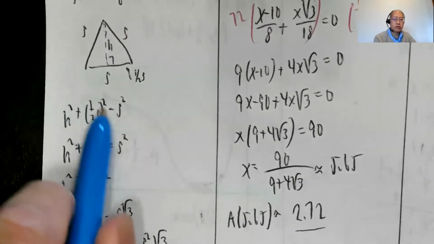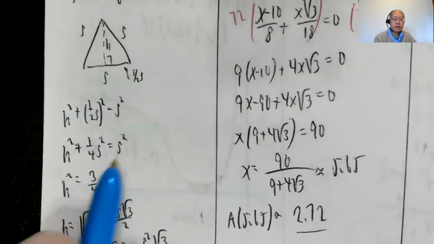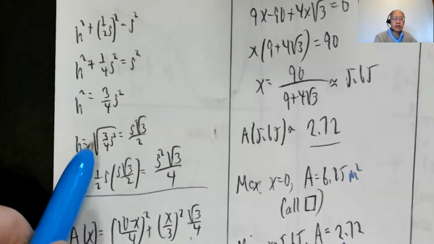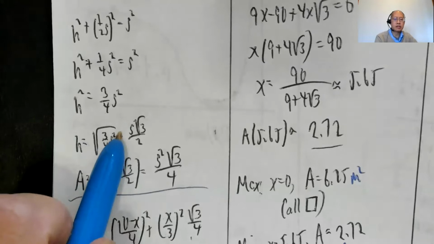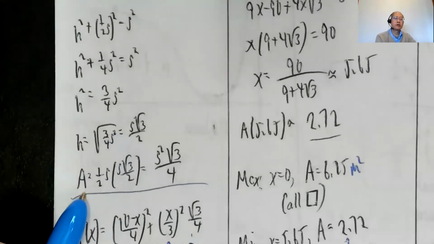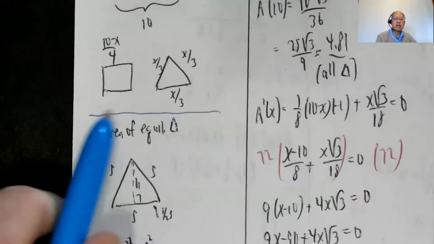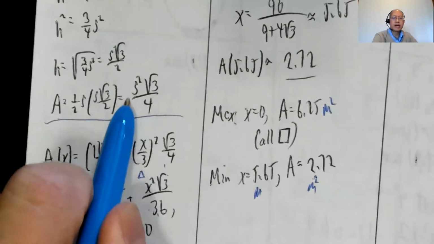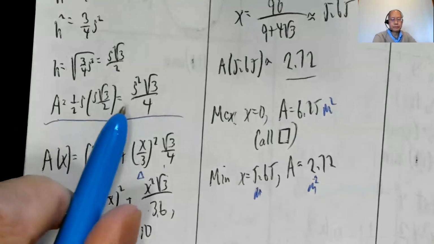h squared plus this squared, you get 1/4 s squared. Subtract 1/4 s squared, you have h squared is 3/4 s squared. Take the square root, h is s radical 3 over 2. So the area of the equilateral triangle is 1/2 base times height, 1/2 s times s radical 3 over 2, which is s squared radical 3 over 4.